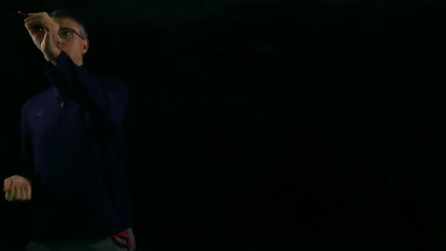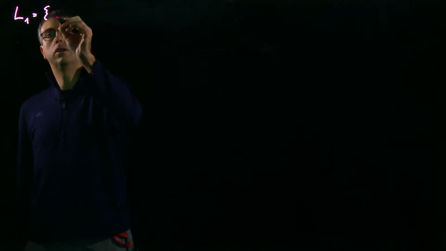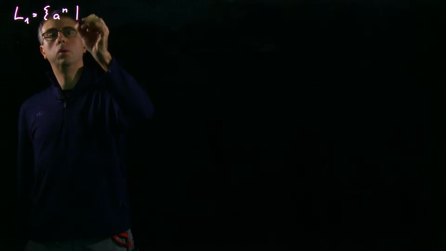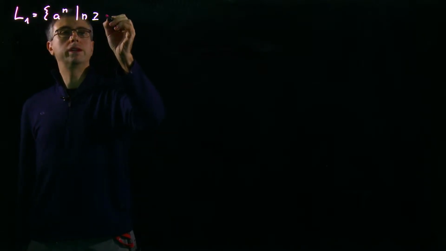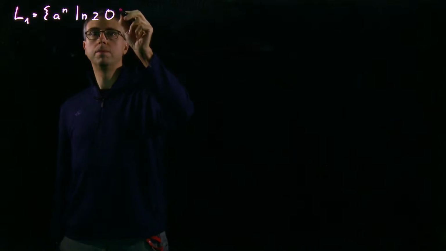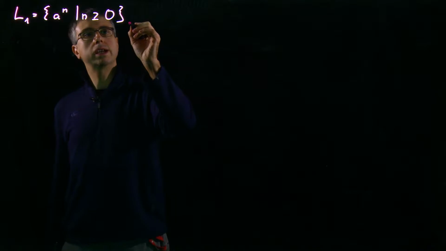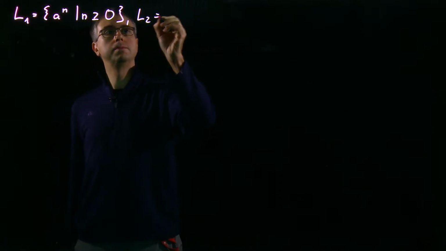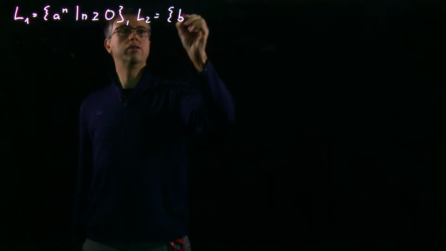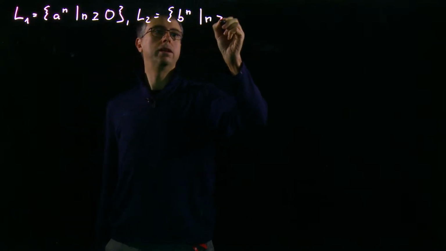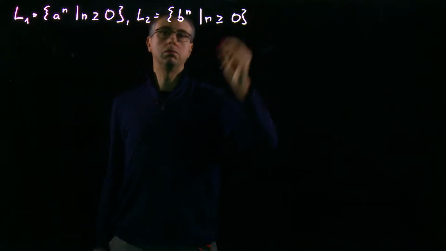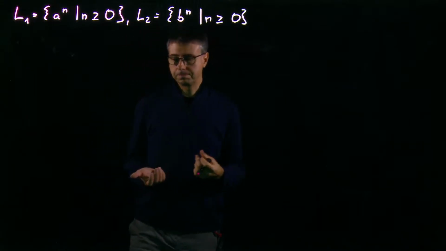Now we extend the idea of the operation on words to languages. Let's consider first language L1, and let's say L1 is the language of all words a to the power of n, where n is greater or equal to 0, so it's a sequence of a's. And consider a second language, L2, the set of b to the power of n, n greater or equal to 0. So it's a sequence of b's.